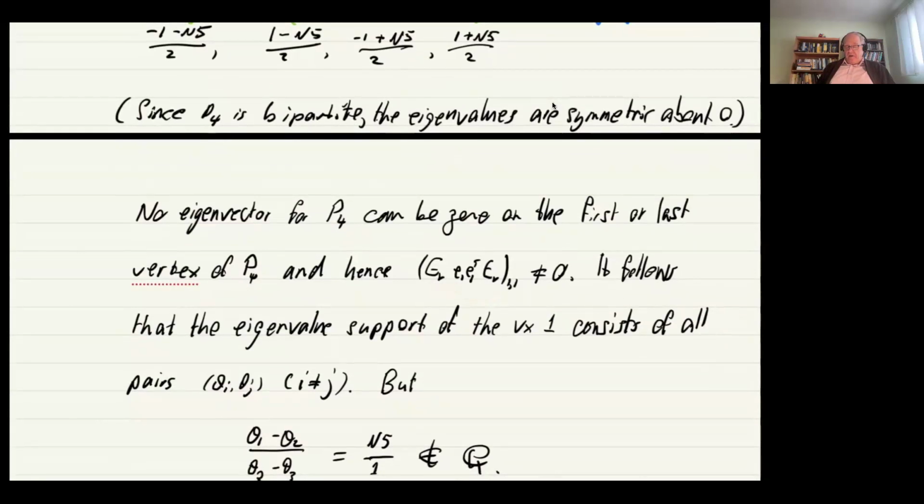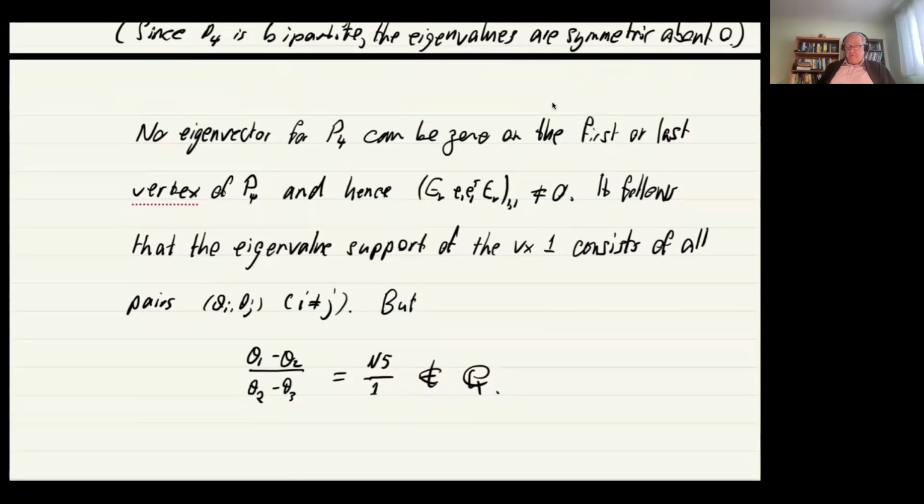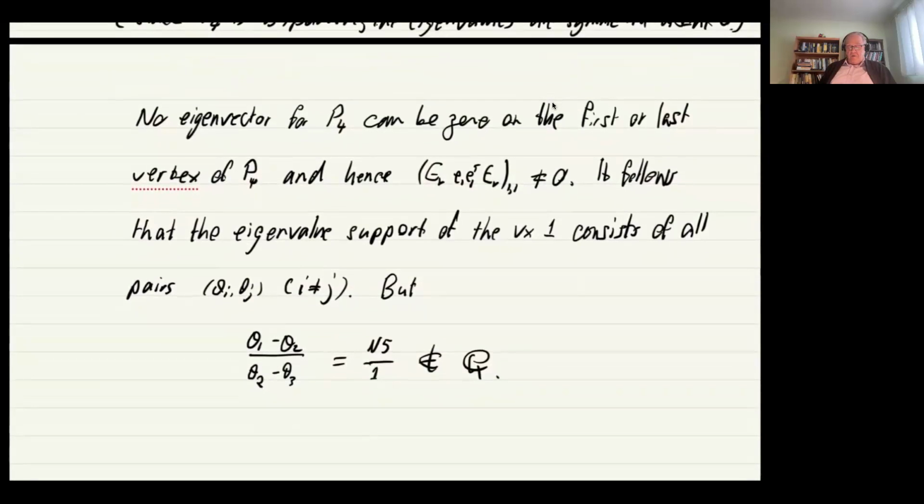And so this is an outer product of an eigenvector with itself. We know that the first entry of this eigenvector is not 0, and so we know that this entry of this matrix is not 0. And so the eigenvalue support of the vertex consists of all pairs theta_i, theta_j.